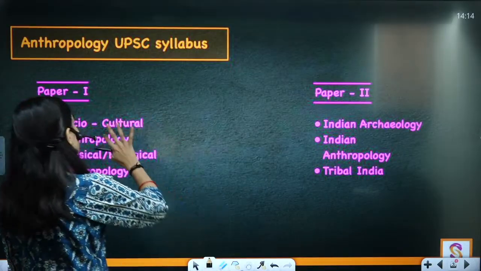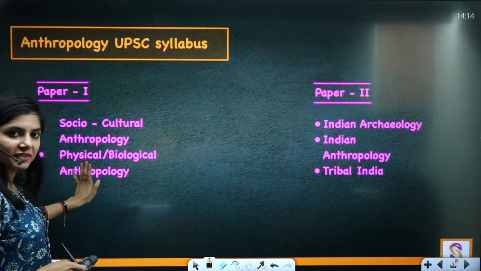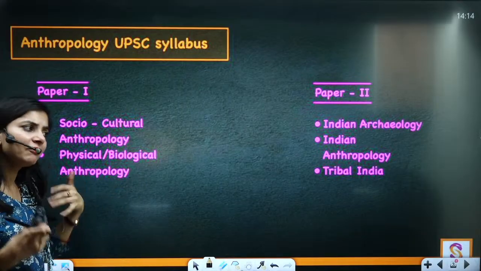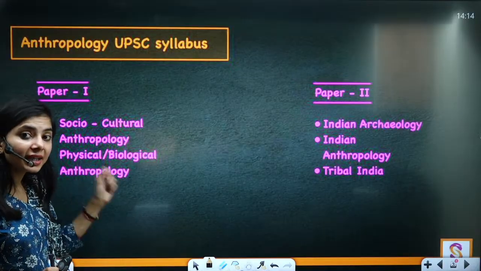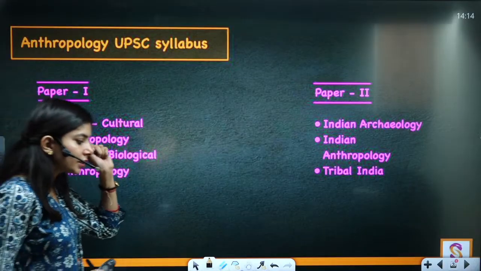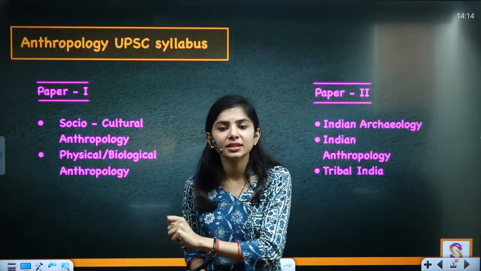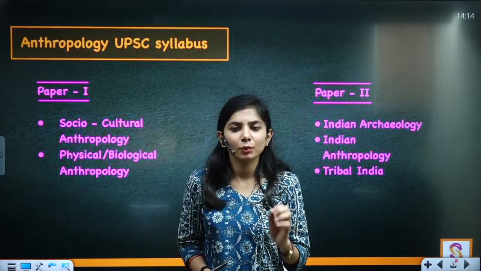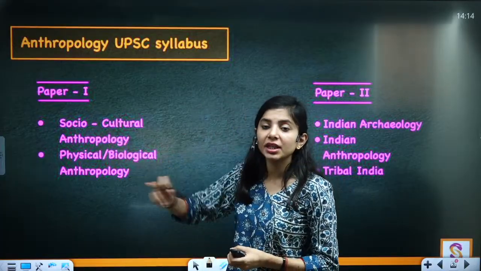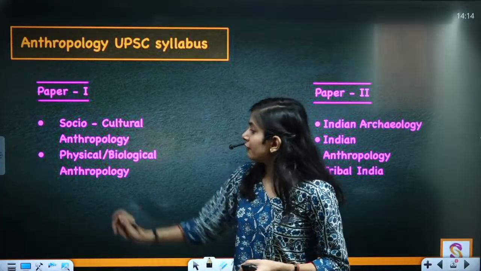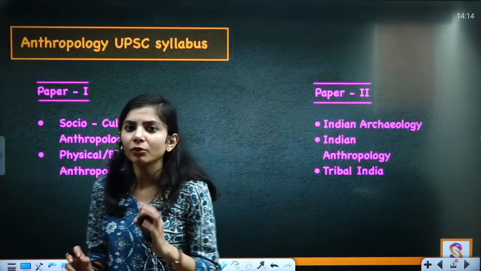Now let me give you the basic overview. Paper 1 includes two parts: socio-cultural anthropology, and physical and biological anthropology. You would say, ma'am, we know this, but I will let you know again and again, so that the strategy to prepare and the strategy to write answers stays in your mind. Why? Because the way you write answers for socio-cultural anthropology is completely different from the way you write answers for physical anthropology. So this is what you need to understand.